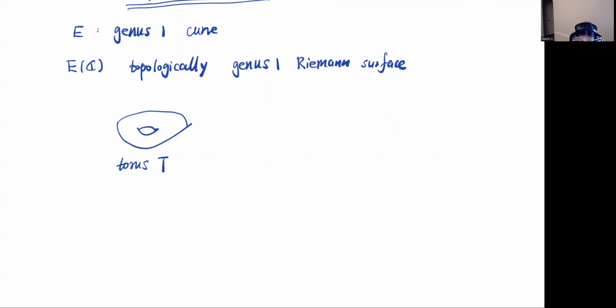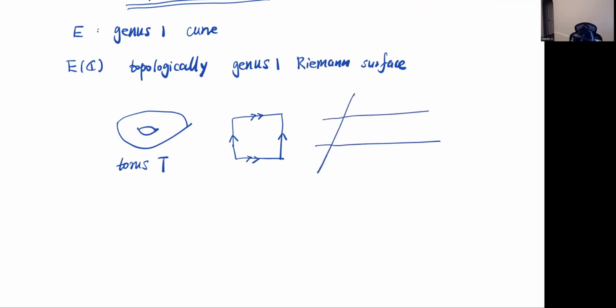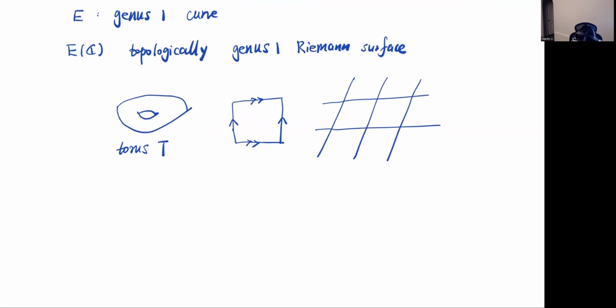And how do we construct a torus? If you remember, in topology, we construct a torus by having a rectangle and identifying the corresponding two sides. So this is a torus. Another way to think about it is to think about the universal covering. The universal covering of a torus is actually R2.